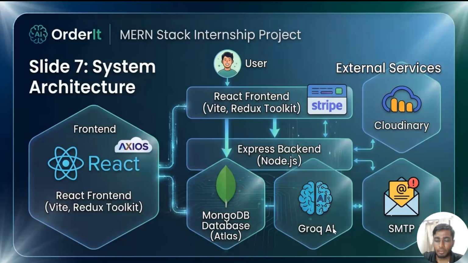Grok AI is an AI feature. It is used for clarifying the user's queries, and SMTP for the email communication, such as when the end user logs in and what food users order. For this we use SMTP, and Cloudinary, such as external services. It is also required for the project. And the frontend is in React. It uses the React framework with Redux Toolkit.